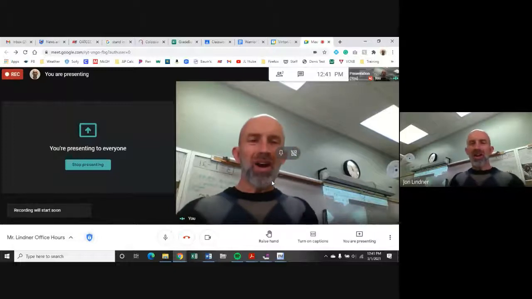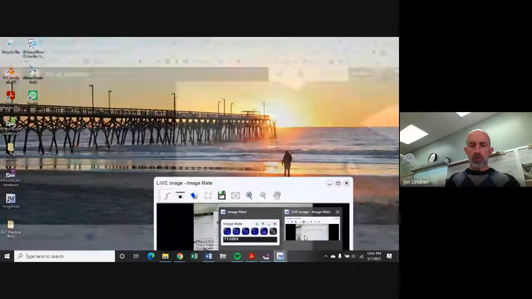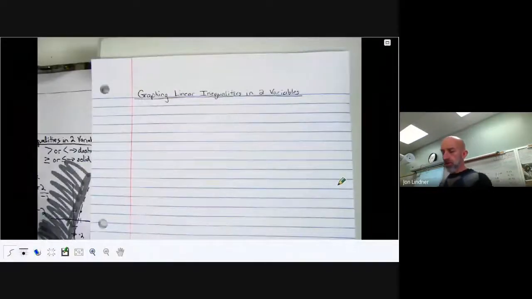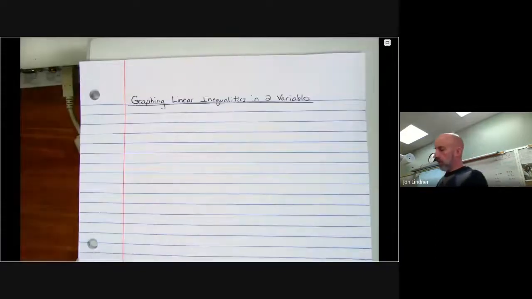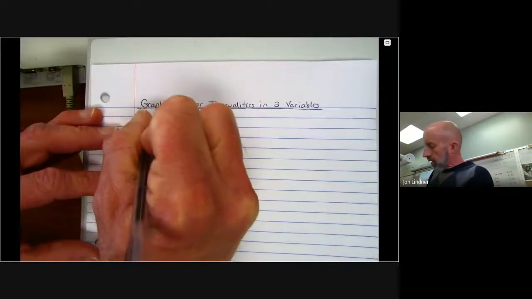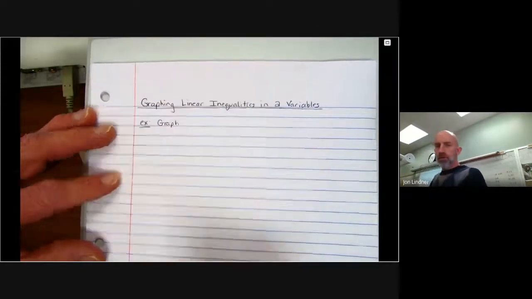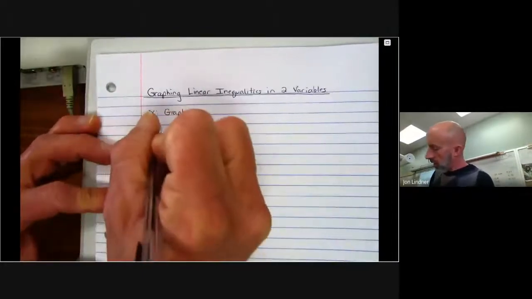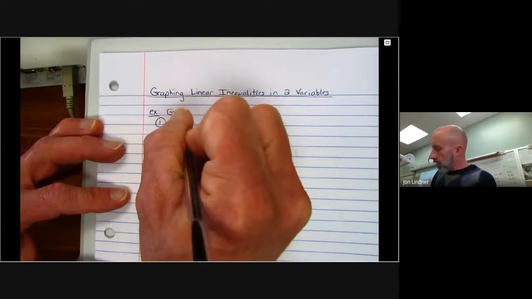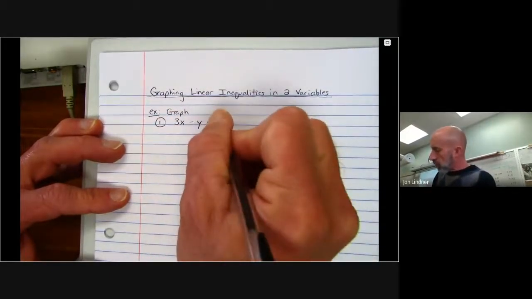Learn how to graph linear inequalities in two variables. This is not a real difficult topic, and we're going to go right to an example here. Let's say that you are asked to graph a linear inequality that looks like this: 3x minus y is less than 2.